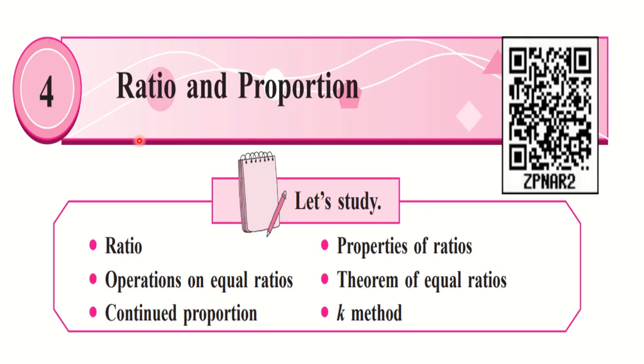Chapter number 4, ratio and proportion. As I have said, in this chapter we are going to learn about ratio, properties of ratios, operations on equal ratios, theorem of equal ratios, continued proportion and K method. All these topics we are going to cover in this chapter.